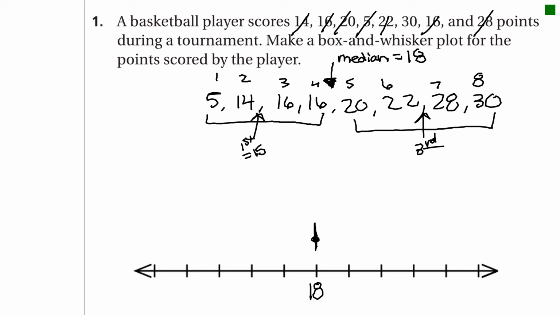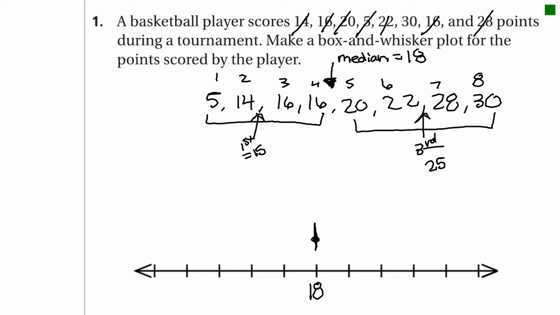If you can't remember it off the top of your head, remember you do 28 plus 22, and then you divide it by 2, which is 25. So halfway in between 22 and 28 is 25. This is where your third quartile is.